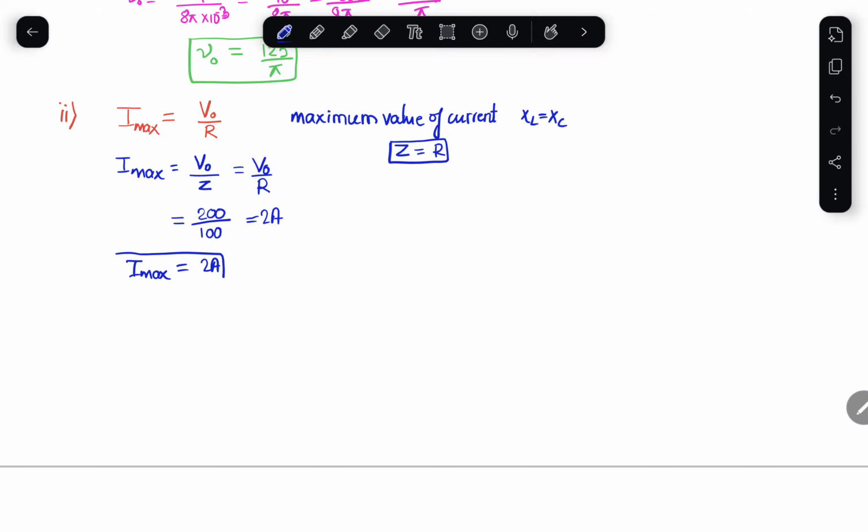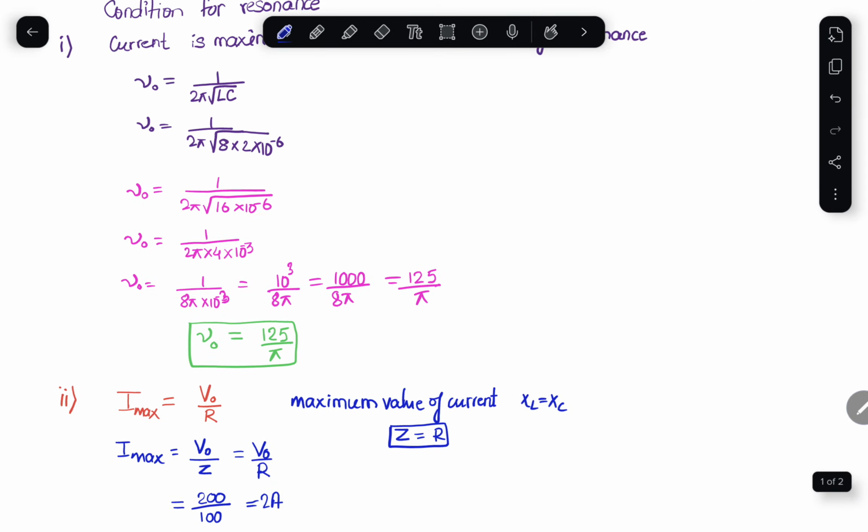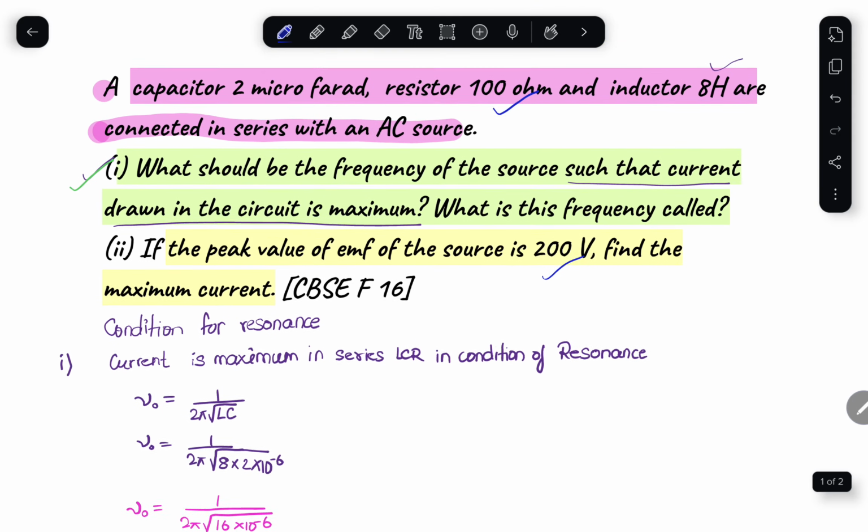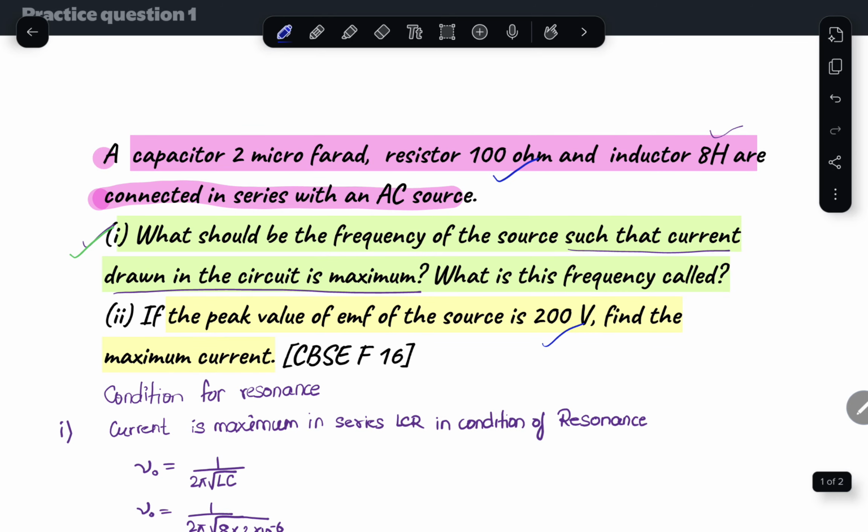So this is one of the most important questions for the LCR circuit. Okay, so in LCR circuit we have completed up to 3 questions, and all 3 questions belong to the CBSE boards paper. So we'll meet in other questions.